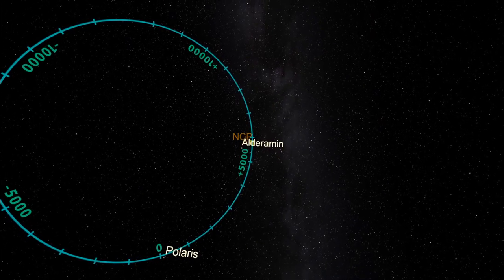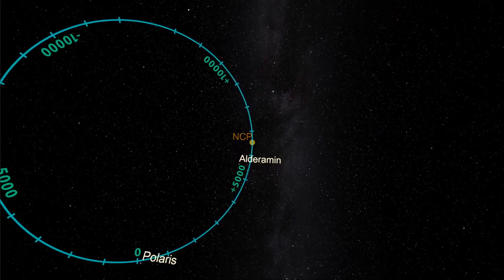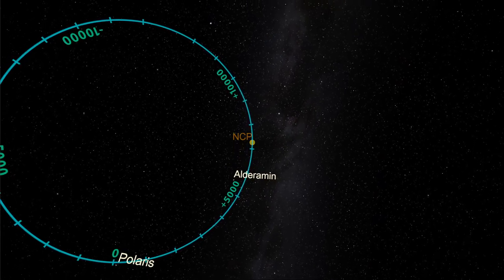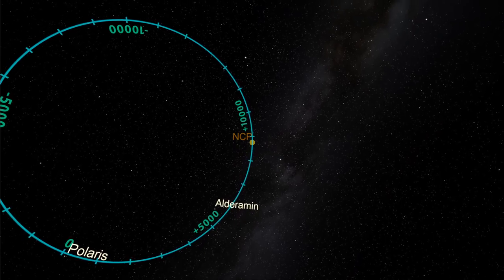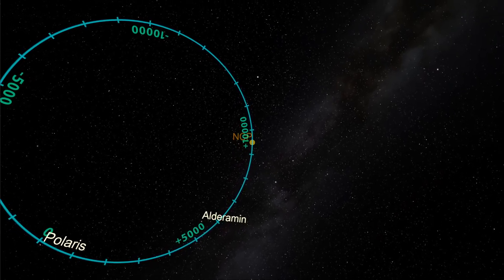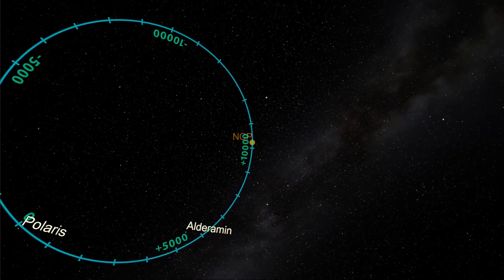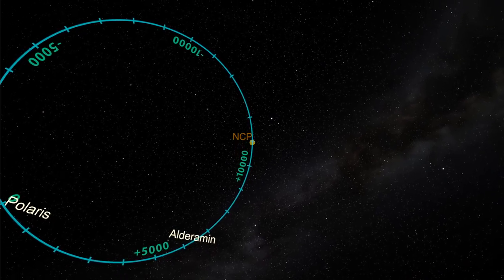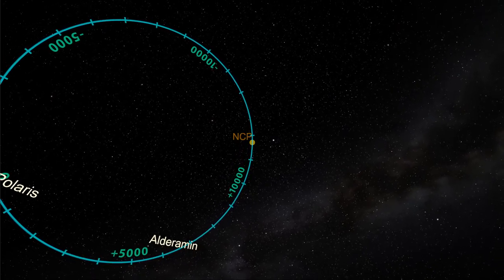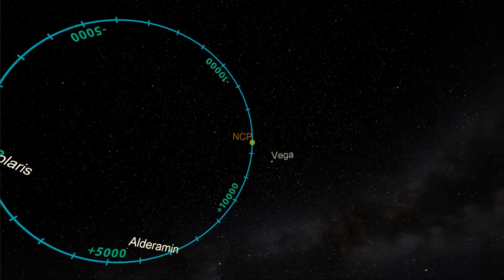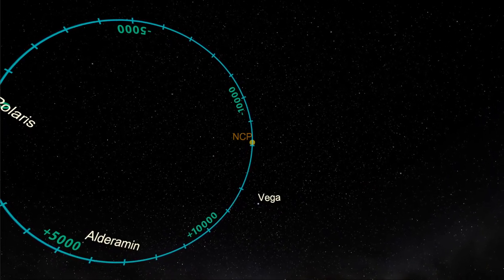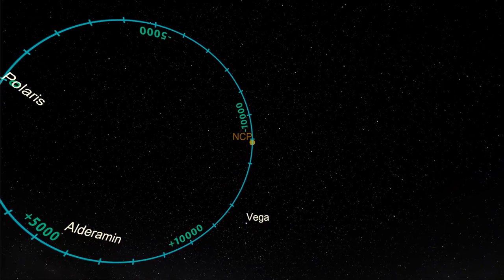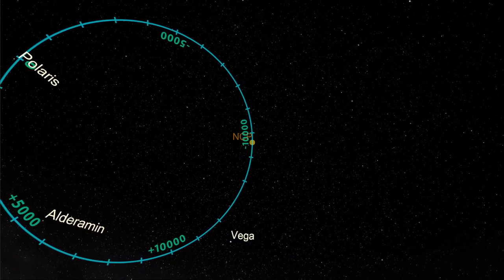And now we're going to move time forward again. Now we have no North Star once again. Now 10,000 years into the future. And as we go further into the future, eventually the star Vega will be close to the North Celestial Pole. That'll be used as the North Star one day.